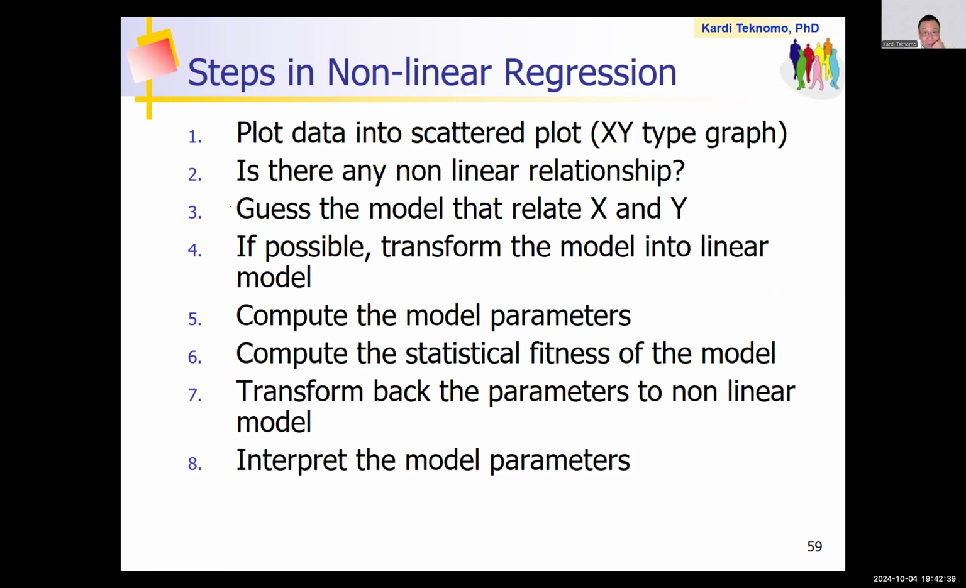certain nonlinear regression. When you plot the data into a scatter plot, and when you see they are not a straight line, that means probably this is nonlinear. Then you can guess what the nonlinear model is. And then you transform that nonlinear model into linear, if it is possible, and then you can compute the model parameters and do all the same things as a linear model.